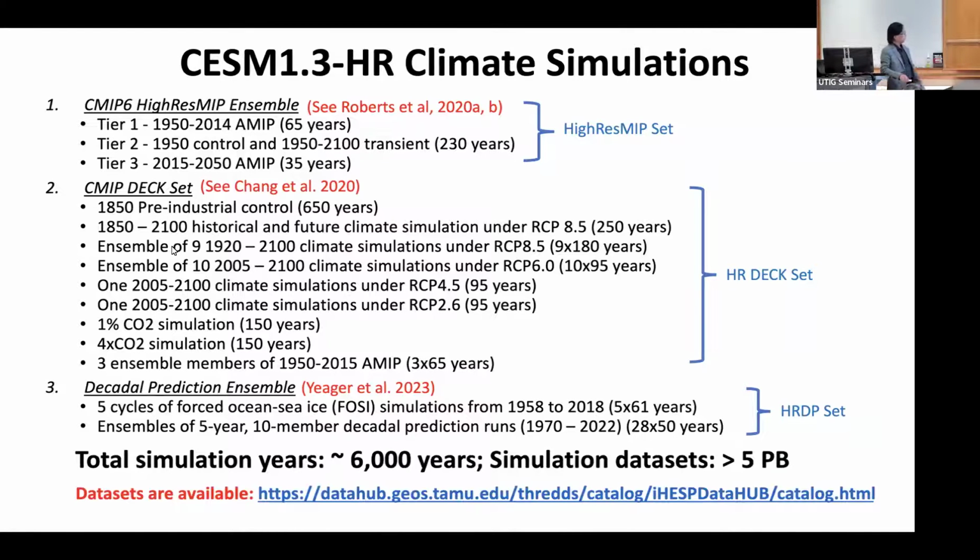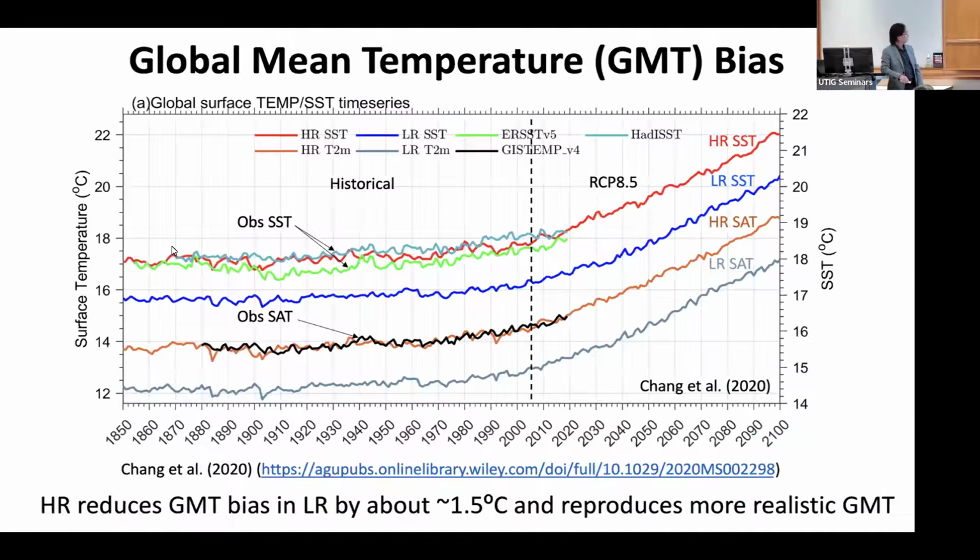So the total simulation years we have done so far is about 6,000 years. And we have generated about 5 petabytes of data. You can see this is a major challenge. And we're trying to make the data available to the community. So if anyone is interested in some of the data sets, I put a link here, and I'd be very happy to talk to you more about how to get hold of some of the data sets here.